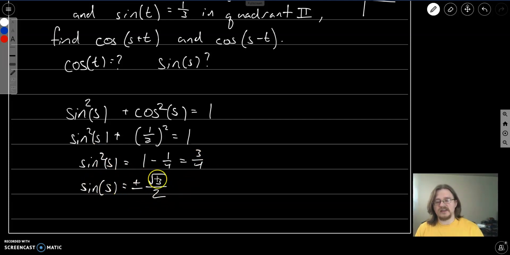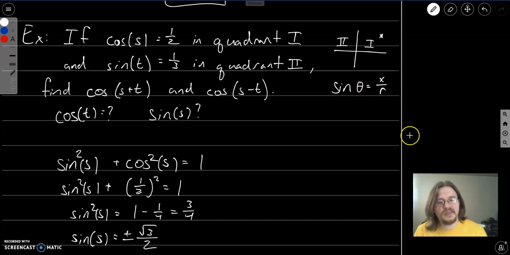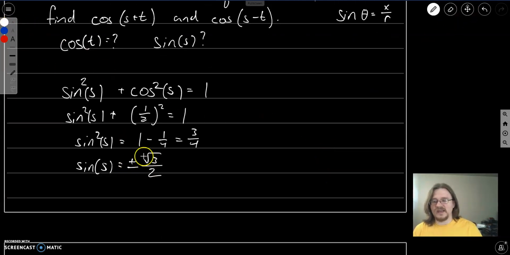So should sine of S be positive or negative? We've said that the S angle is in quadrant 1. So we're up here. And I know that the sine of an angle is going to be x divided by r. And in quadrant 1, x, the x-axis, well, we're pointing to the right, so that's positive. And r is always positive, so positive divided by positive is positive. So we can get rid of the negative root. So we know that sine of S is just root 3 over 2.